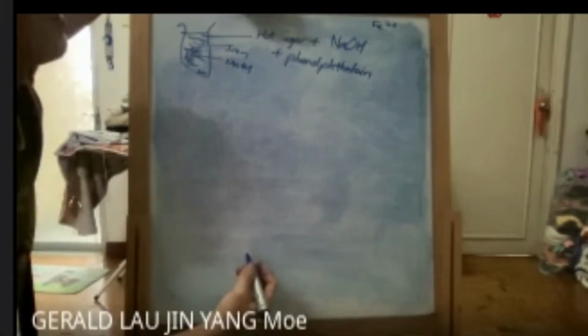Wait, let me think about this. Sodium hydroxide, iron 2. Iron 2 is blue, right? Wait, that's copper 2. Wait, I am confused. Hold on, let me see. Iron 2.